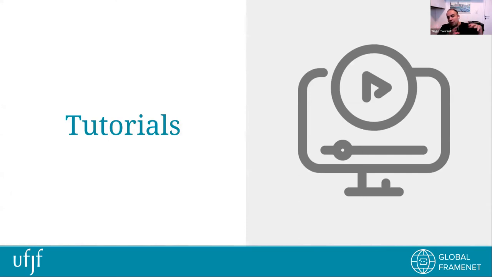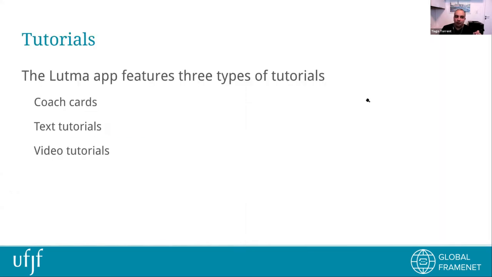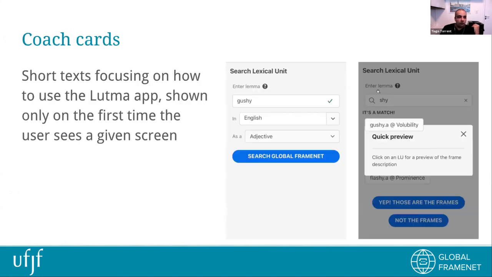So you saw that throughout this set of screens, there are a lot of places where you saw some small icons with question marks. Those are handles for one of the kinds of tutorials we've been developing together with the tool. So there are three types of tutorials: the coach cards, the text tutorials, and the video tutorials. So the coach cards, as I've shown you before, are short texts focusing on how to use the Lutma app, shown only on the first time the user sees a given screen.